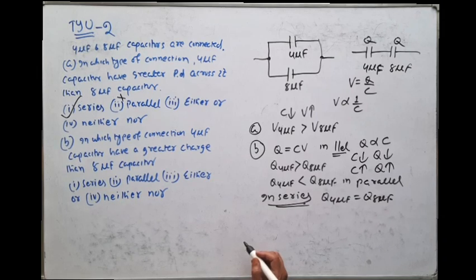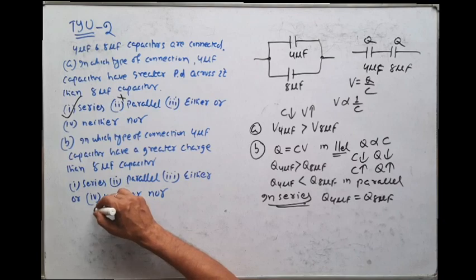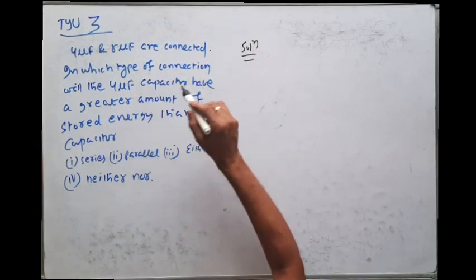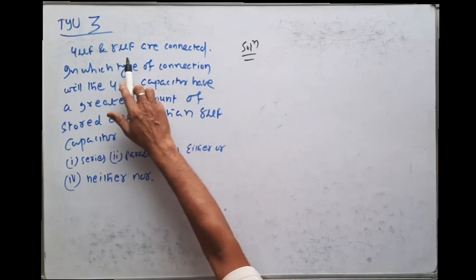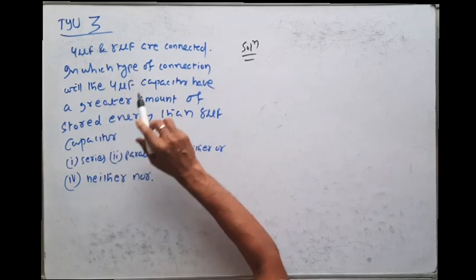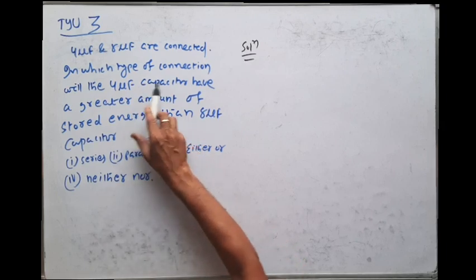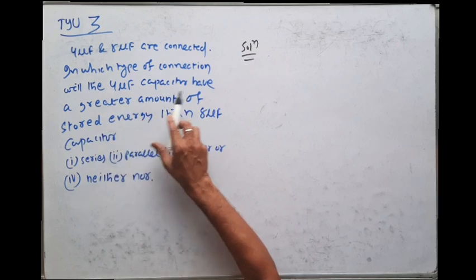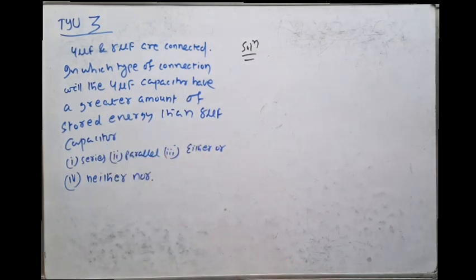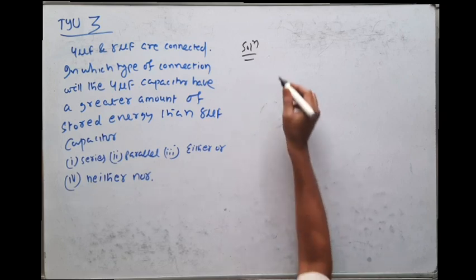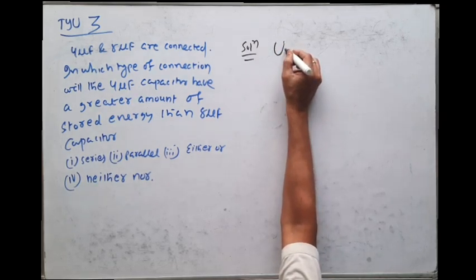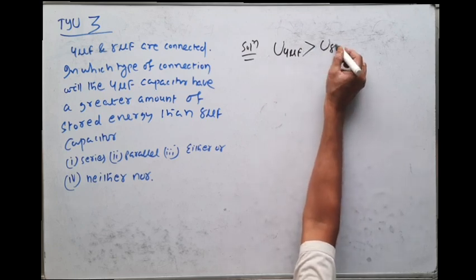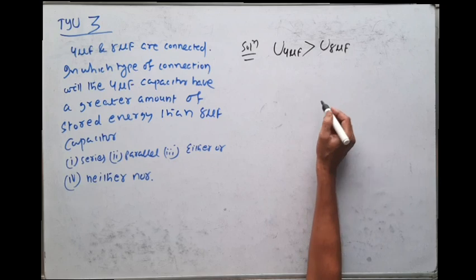So in no case. So which is the answer? The answer is neither nor, in no case. So this is your test and understanding 3. There are 2 capacitors, 4 and 8 microfarad. The question is, in which type of connection does the 4 microfarad capacitor have a greater amount of stored energy than the 8 microfarad capacitor? That means you have to prove the energy stored across the 4 microfarad capacitor is greater than the energy stored in the 8 microfarad capacitor.